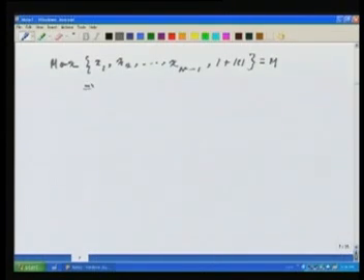Then this implies that mod of xn, well, let me put mods here also, is less than or equal to m for all n. This implies the sequence is bounded.